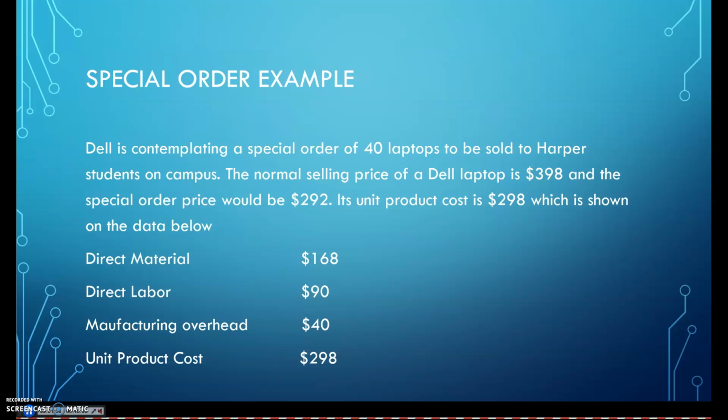For the direct materials costs, it's going to be $168, and that's just the materials used to make the laptops. The direct labor is $90, which is the labor put into creating the laptops. And then you've got manufacturing overhead, which is $40, and when you add all that up, the total will be $298.